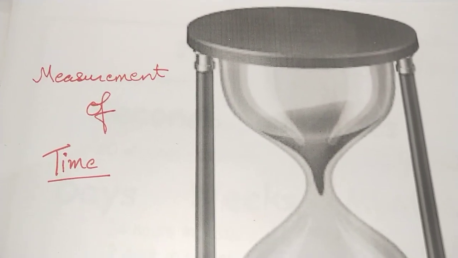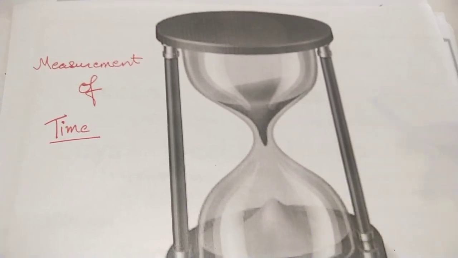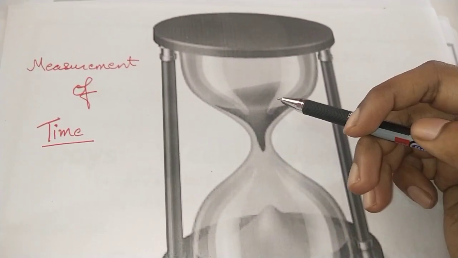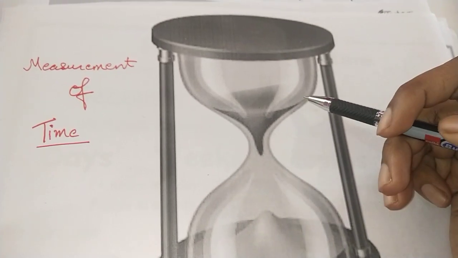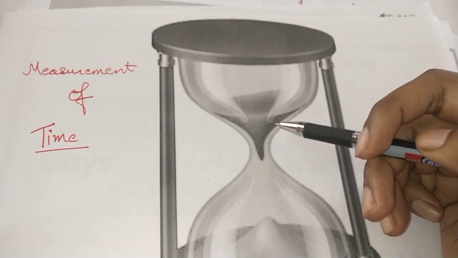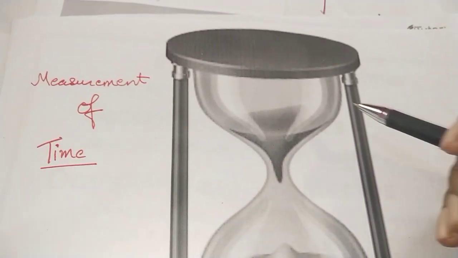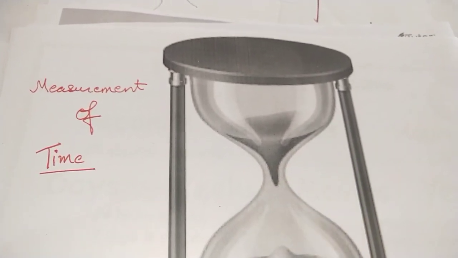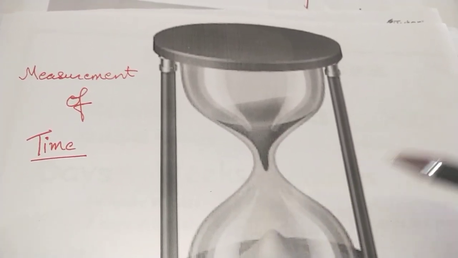Now the next thing is measurement of time. For the measurement of time, you can see that this is a sand clock, isn't it, in which we have sand, and the moment it gets filled up, we have to invert it so that it again starts falling down from the top end to the base end, and we'll get to know the time. So this was the thing that was used in the ancient days to keep track of the time.